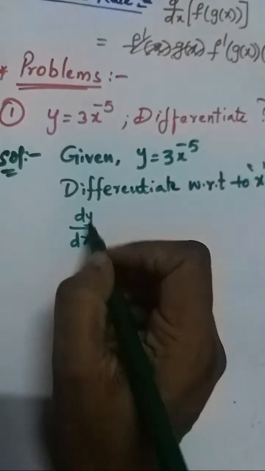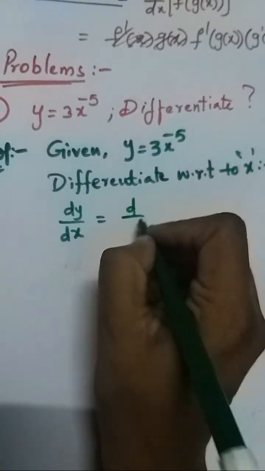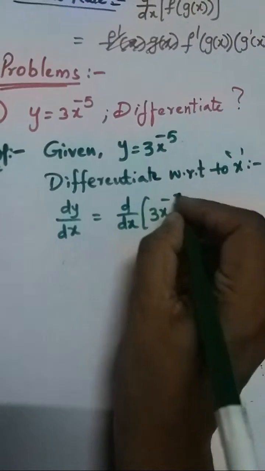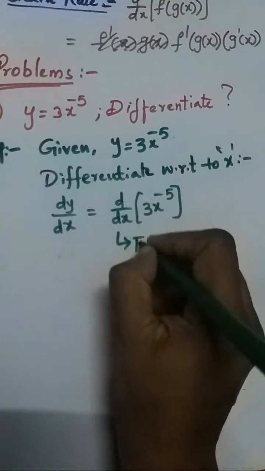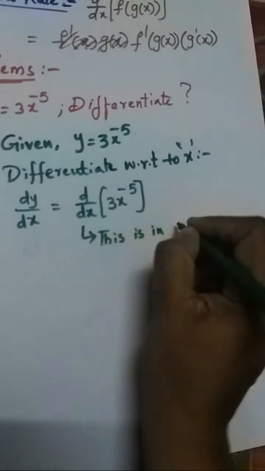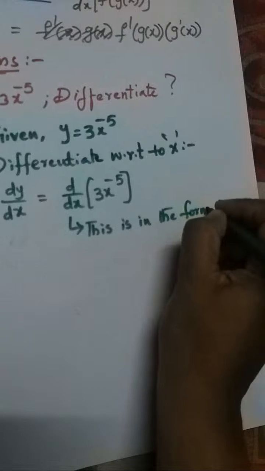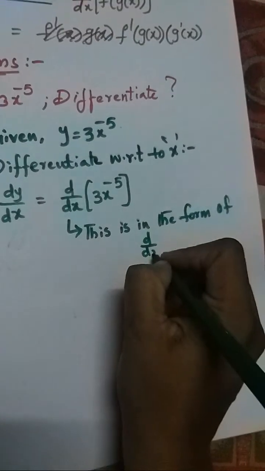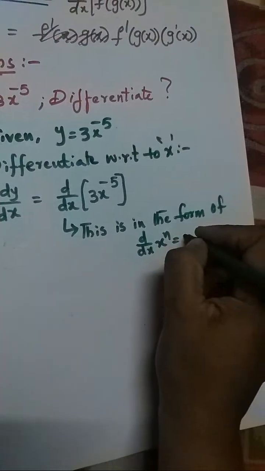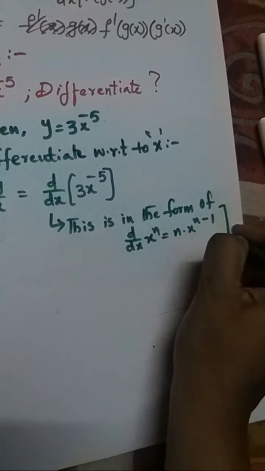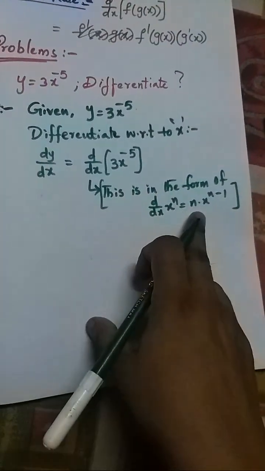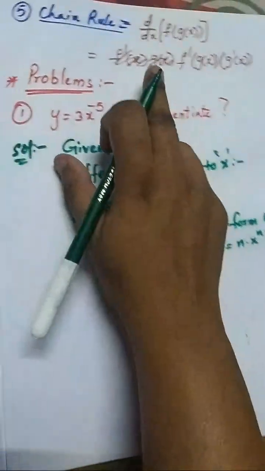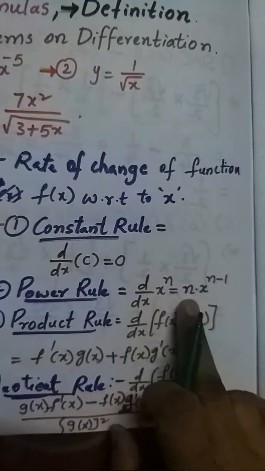d by dx of y means dy by dx I am writing, and d by dx of 3x power minus 5, and this is in the form of what? d by dx of x power n is n into x power n minus 1. That is which form? That is the power rule form. Okay, using the power rule.